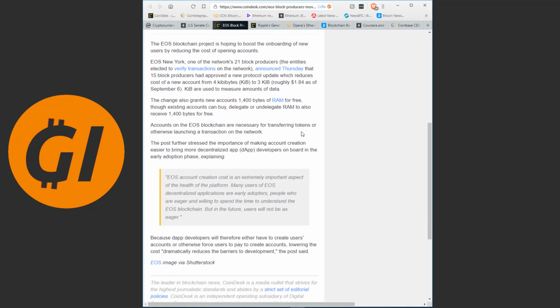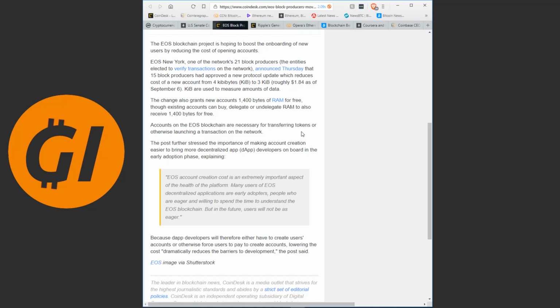The EOS blockchain project is hoping to boost the onboarding of new users by reducing the cost of opening accounts. EOS New York, one of the network's 21 block producers, announced Thursday that 15 block producers had approved a new protocol update which reduces cost of a new account from 4 kibibytes?